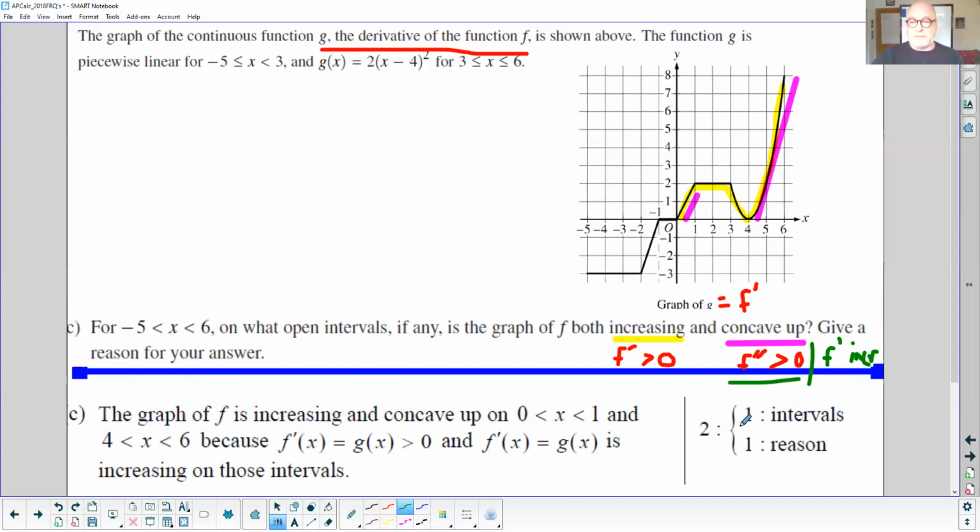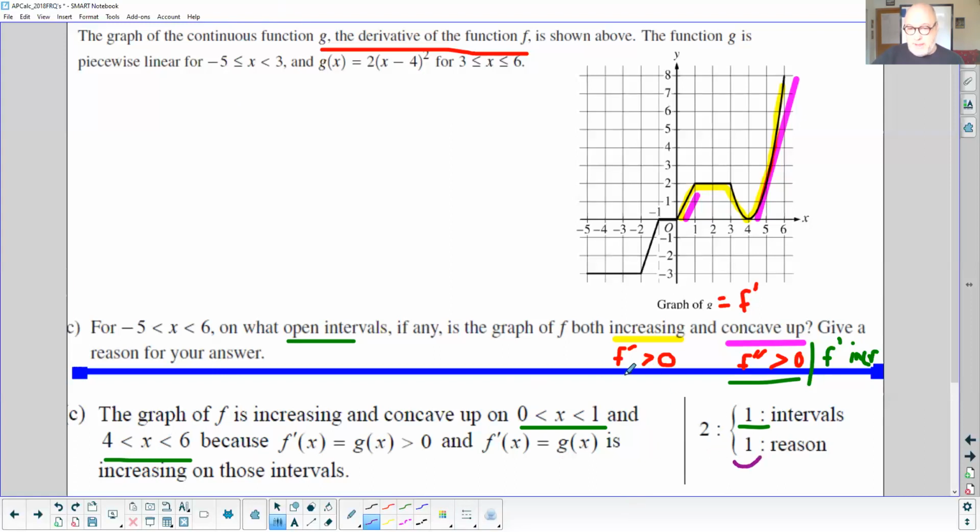So the intervals are 0 to 1 and 4 to 6. It did say open interval, so hopefully you don't have equal signs on these. They probably give that to you as long as you have 0 to 1 and 4 to 6. You can use interval notation, you can use the inequality symbols. But then the reason is the most important part.